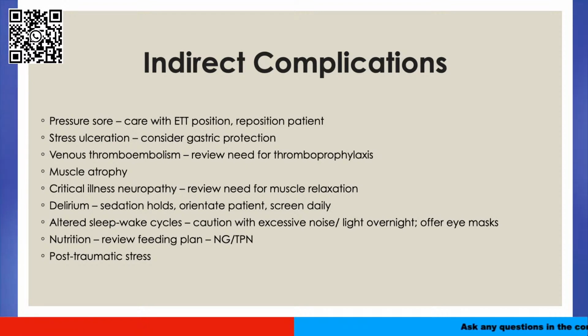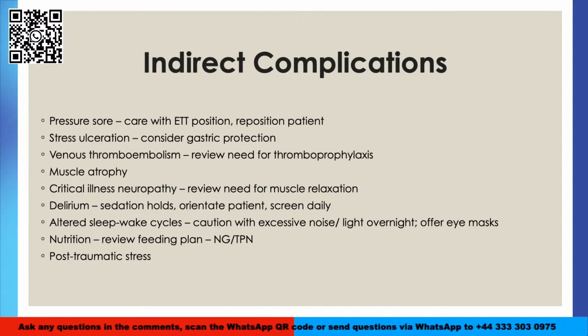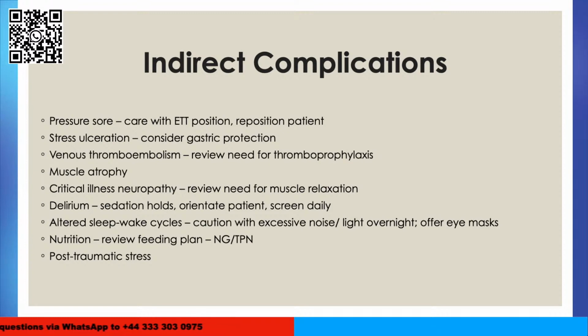Critically ill patients are at risk of critical illness neuropathy, and one of the risk factors for this is potentially being on a muscle relaxant. So think about, does the patient need to be paralysed? And if they don't, make sure you've stopped that. And if they do, think about this on every review of the patient. Can we reduce it? Do they still need it?